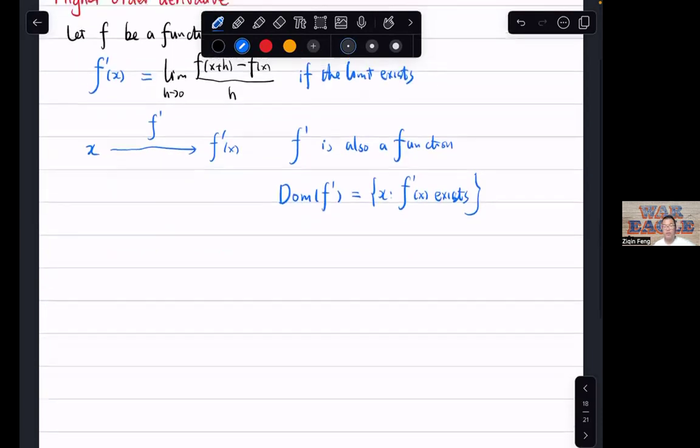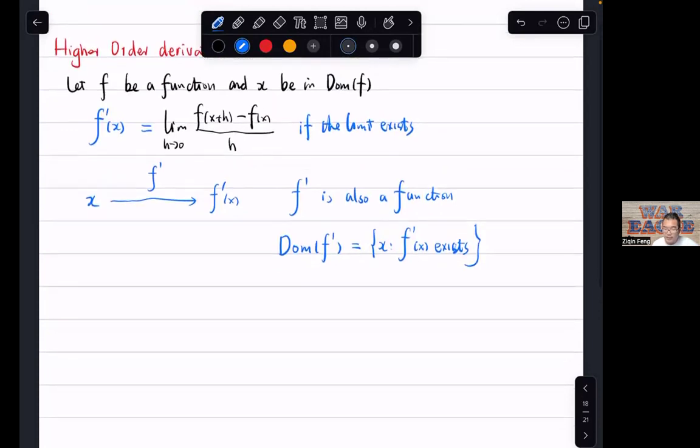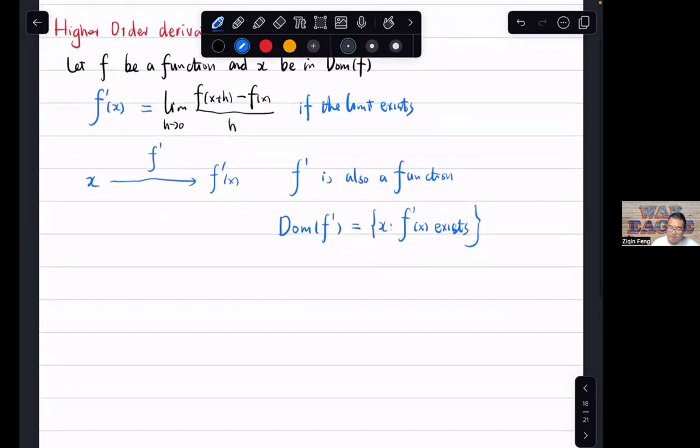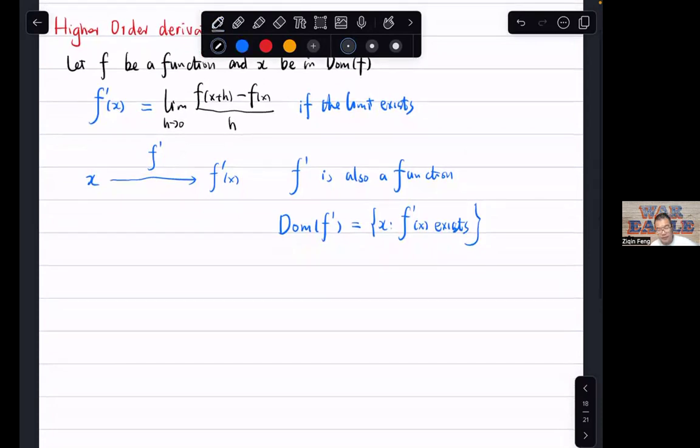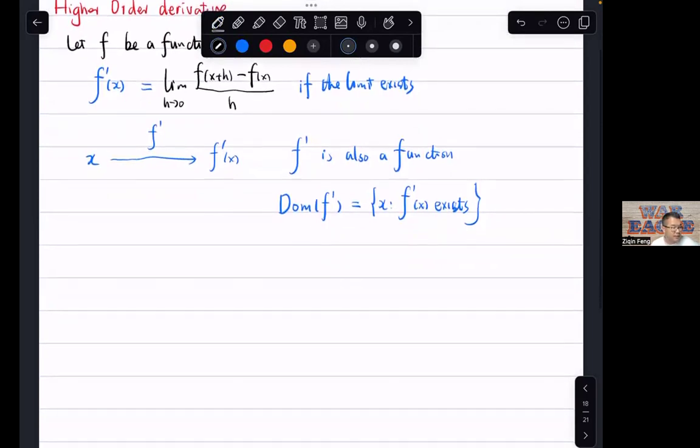So you can see that the domain of this new function could be the same as the domain of f, or sometimes you have to get rid of a few numbers. Maybe there are some numbers where the derivative does not exist. We will see examples in a different video where the derivative doesn't exist.